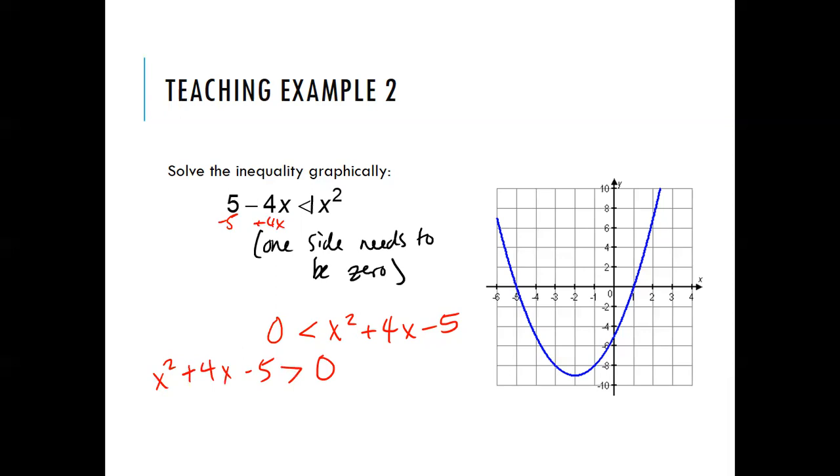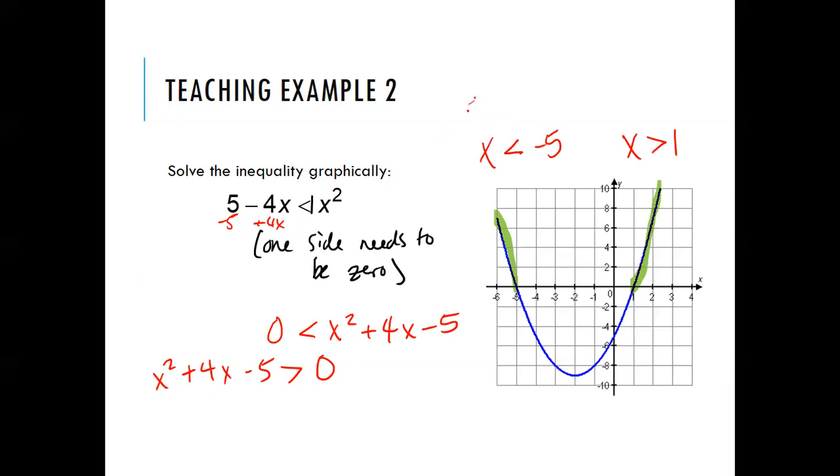Does that make sense? All right, so I'm greater than 0, which means I'm looking for when I am above the x-axis. So at what point am I above the x-axis? So I'm above the x-axis here, and I'm above the x-axis here. Do we see that? So our answer is when x is less than -5, and when x is greater than 1.